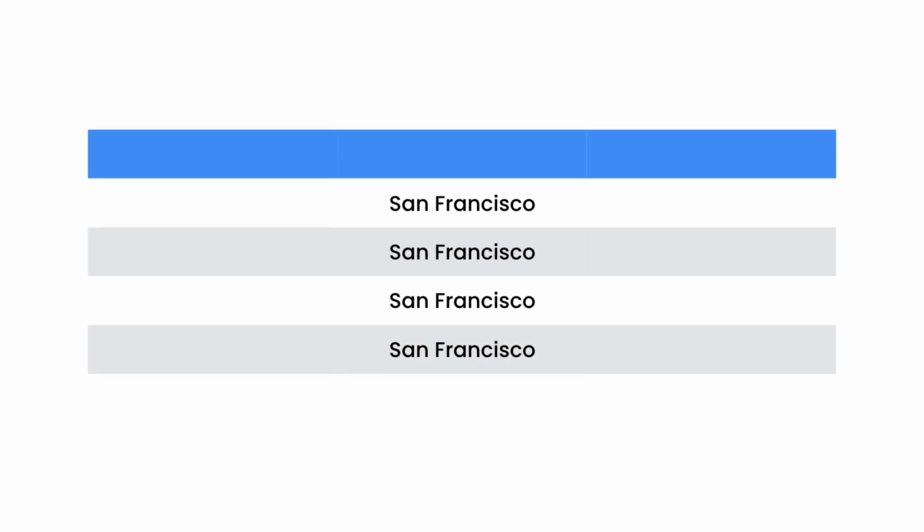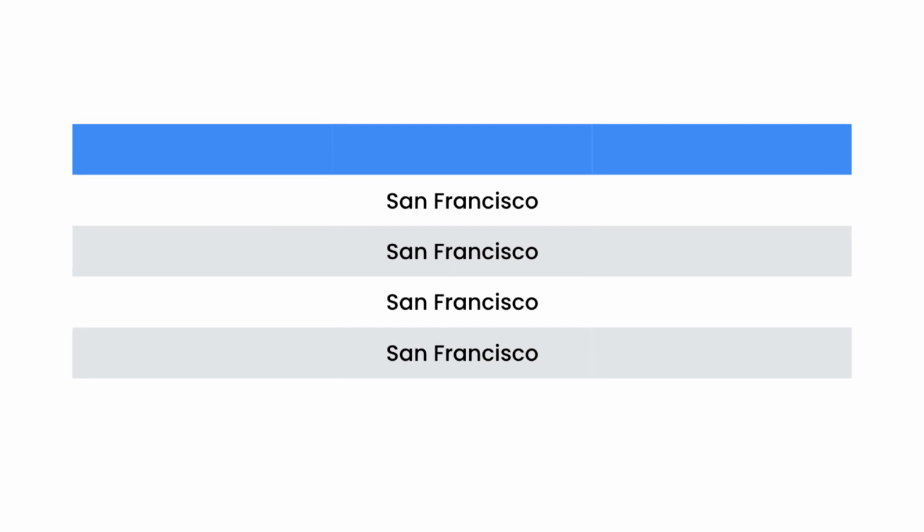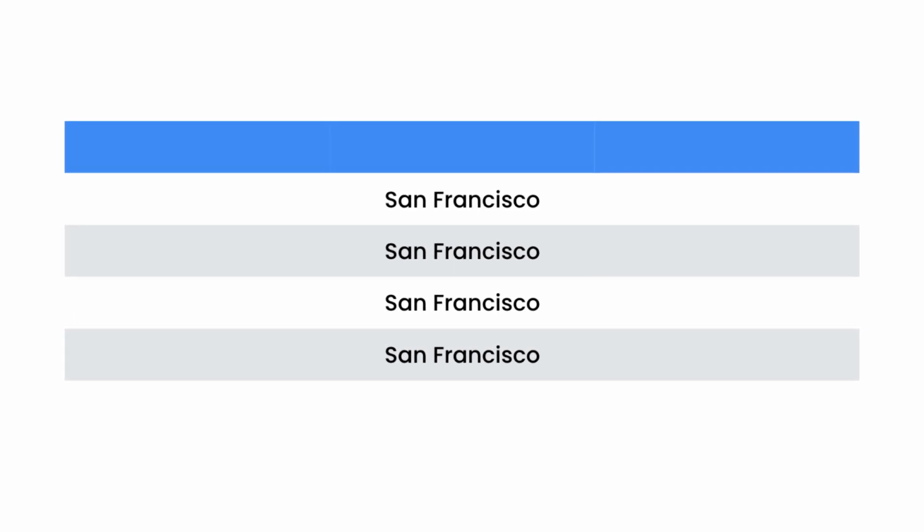What normalization form it violates doesn't really matter. Nobody cares about this stuff. Just think about how you can eliminate the duplication.